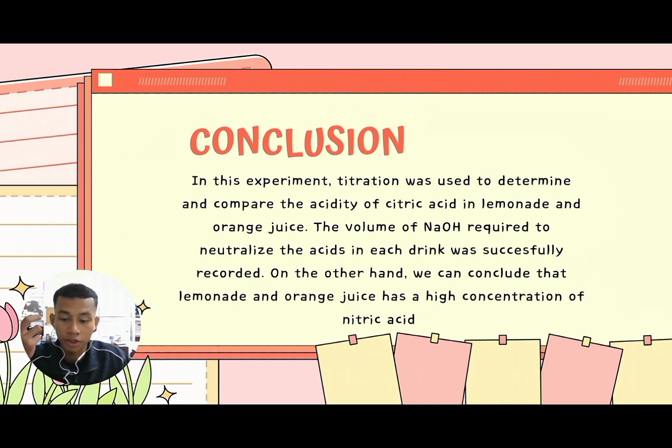This experiment successfully demonstrated how acid-base titration can be used to analyze the acidity of beverages and also highlighted differences in acid content between fruit juices. There are a few limitations or possible sources of error, which include measurement of liquids, incomplete mixing, or difficulty in detecting the exact endpoint. But despite these limitations, the titration results provide a useful comparison of the acidity levels in orange juice and lemonade.